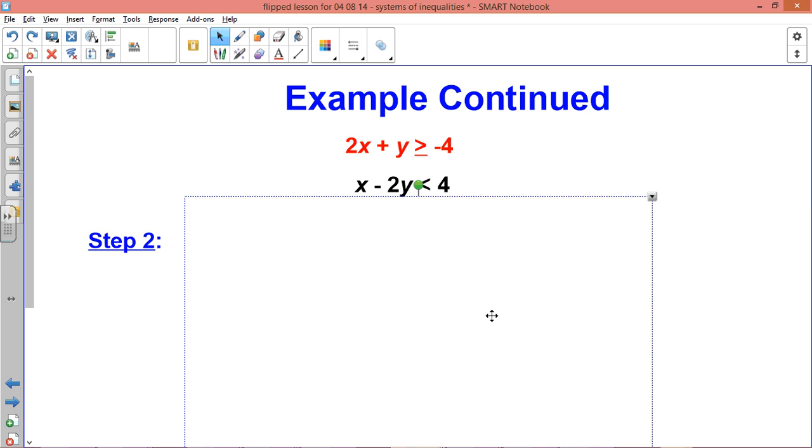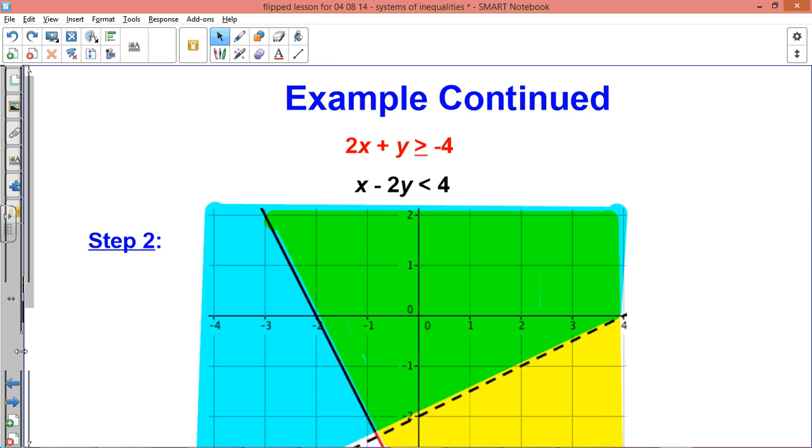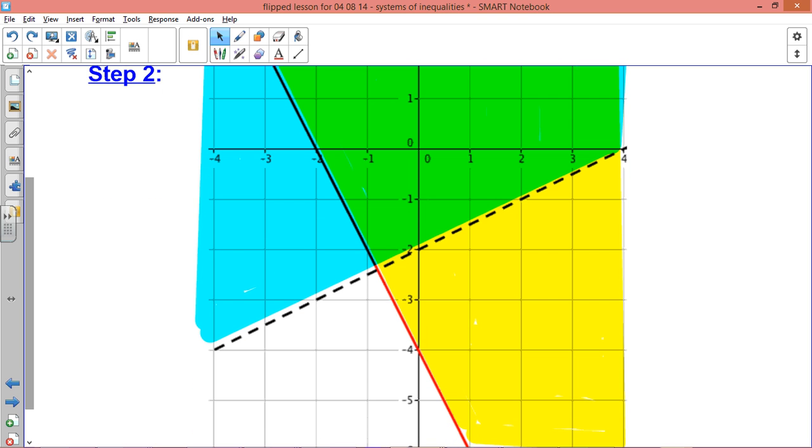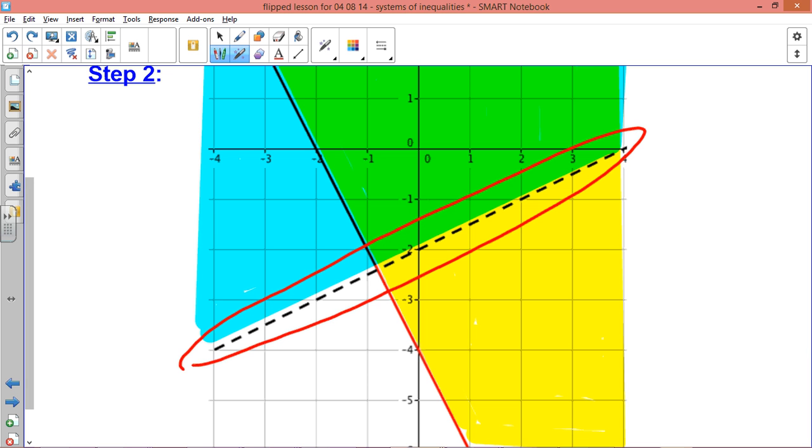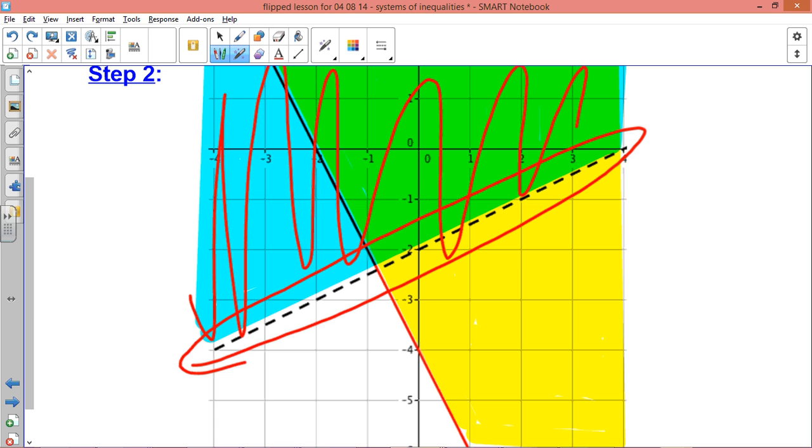So if I delete those, notice I shade above each of them. For this dotted black line here, I shade above it, which is what we're doing in blue.